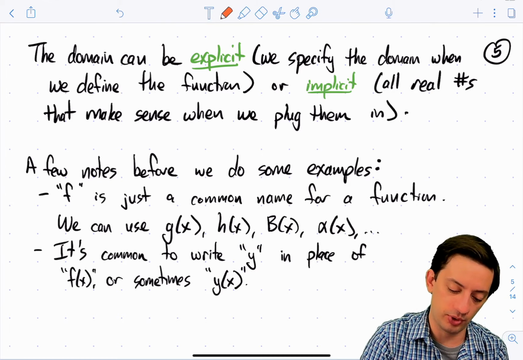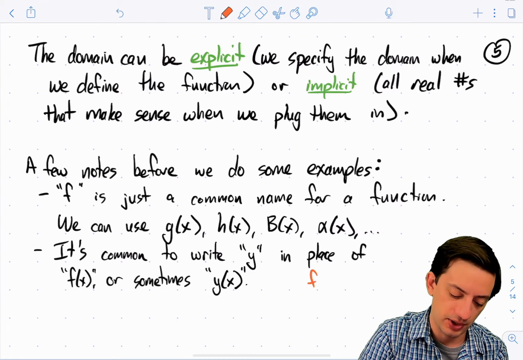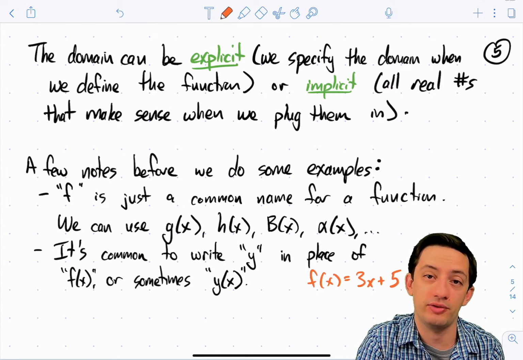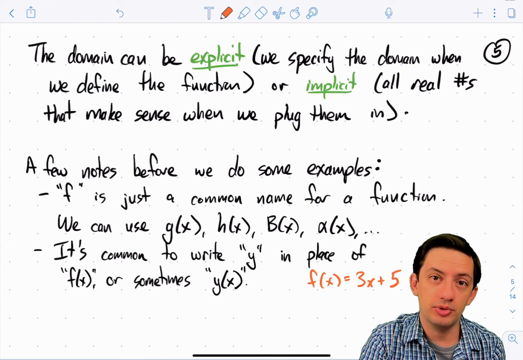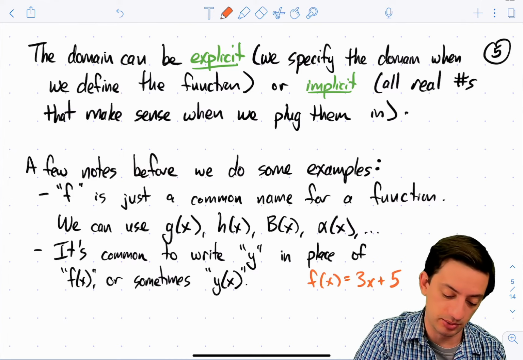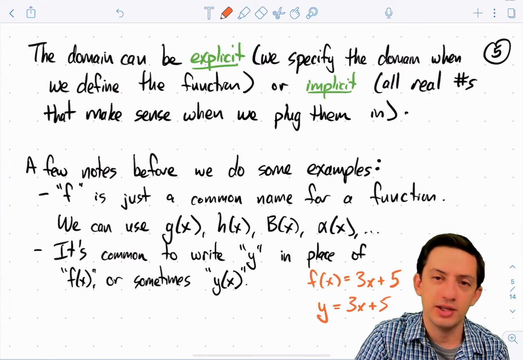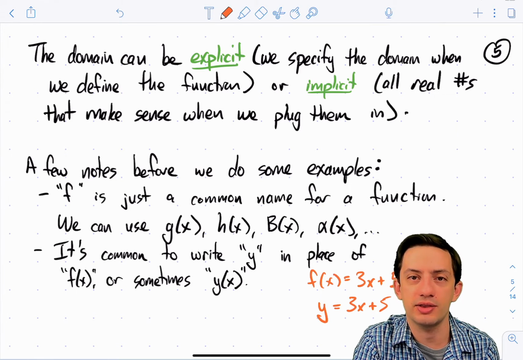So for example, if we're considering a function like maybe f of x equals 3x plus 5, that's an example of a line, as we're going to see in a little bit. We might also write this sometimes as y equals 3x plus 5. That's just to emphasize that we're going to plot this on the xy plane.